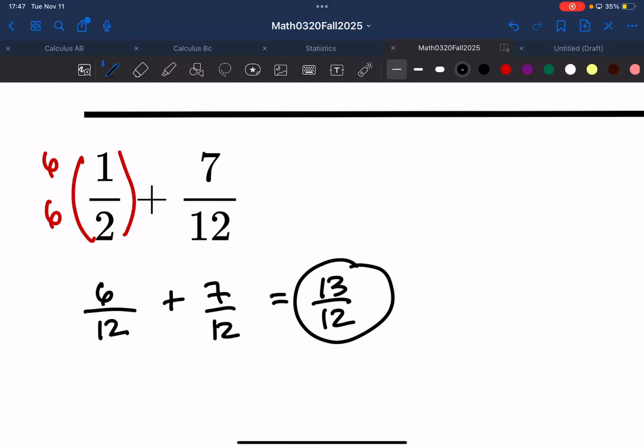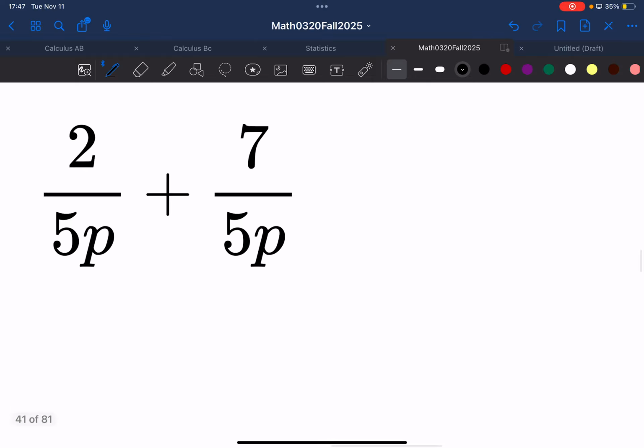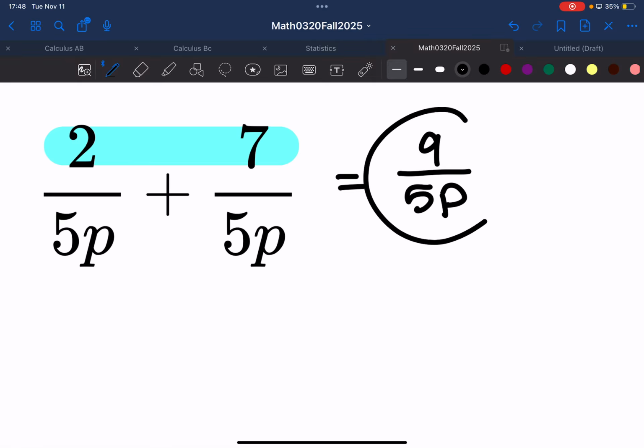So we're going to do the same concept when we have some variables in here. So our first step is to look at the denominators and make sure that they're the same. So are they the same here? Yes. Good, they're both 5p. So that means I can just add the numerators together. So what's 2 plus 7? 9, and then I just bring the 5p over. That's my answer. I'm not adding the denominators, right? As long as they're the same, I can just write that new denominator in my answer. Okay, so I wouldn't confuse this and write 10p. I'm not doing 5 plus 5p. I'm just adding together the numerators.